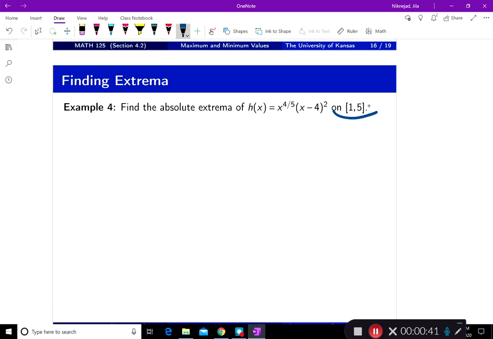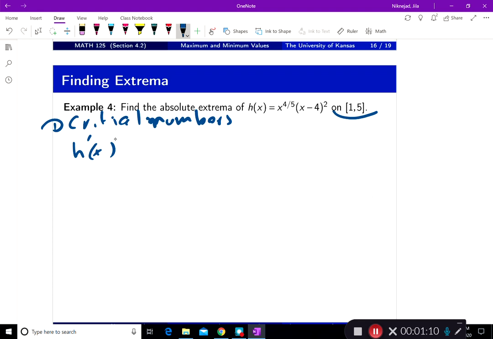What remains is: one, find the critical numbers and evaluate the function at them; two, evaluate the endpoints; then three, compare. Critical numbers. How do I find the critical numbers? Critical numbers are where h prime does not exist or is 0. So I evaluate h prime.